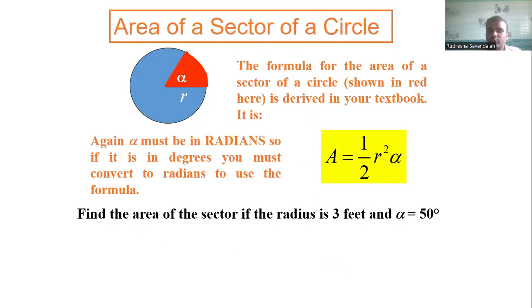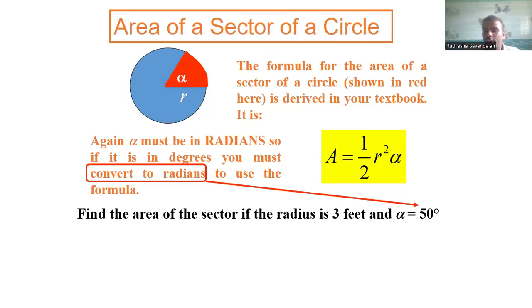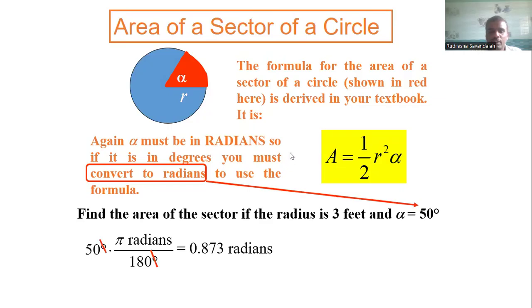Find the area of the sector if the radius is 3 feet and alpha equals 50 degrees. Convert alpha to radians: 50 degrees times pi radians by 180 degrees. The degrees get cancelled, and only the decimal is left. 50 pi radians by 180 is equal to 0.873 radians.